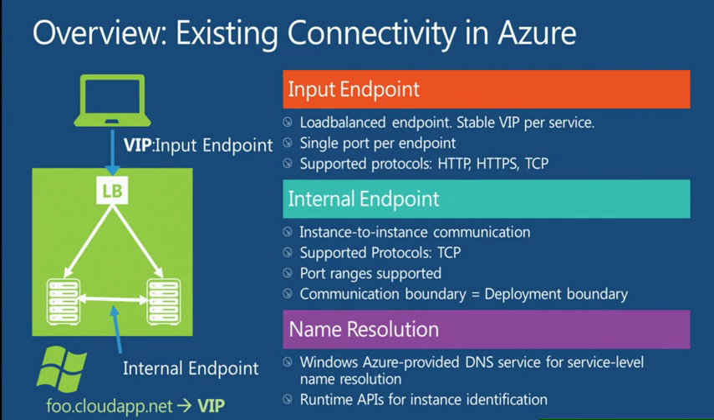And if you had multiple instances within your service and they had to communicate with one another, we had what was called our fabric runtime APIs. You had to use APIs to essentially resolve VMs and talk to one another. It required you to write code to actually enumerate other instances, get their IPs, and talk to one another.